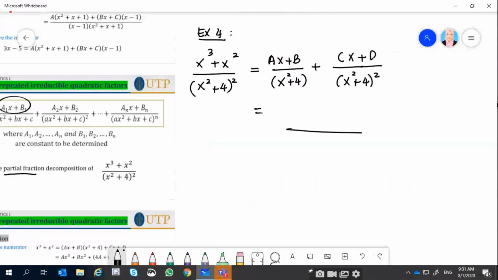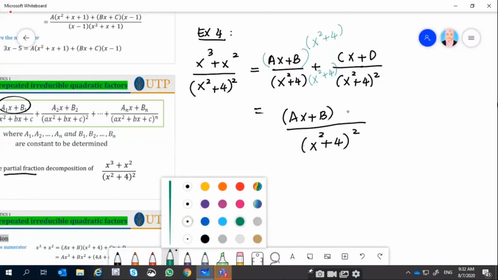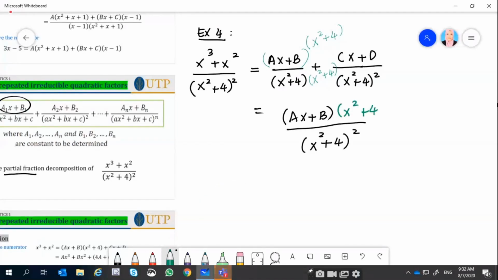The next step, again, make the denominator the same. So we multiply the first fraction here with s squared plus 4. Because the common denominator is s squared plus 4 squared. Yes. So the first one we just multiply with s squared plus 4, and the second part remains the same.